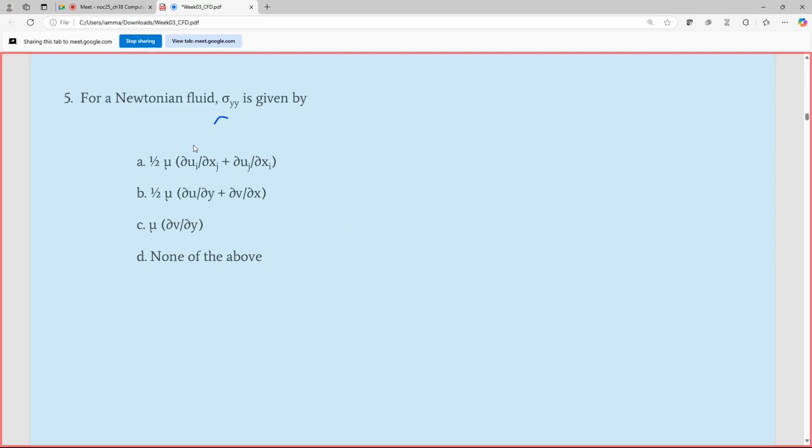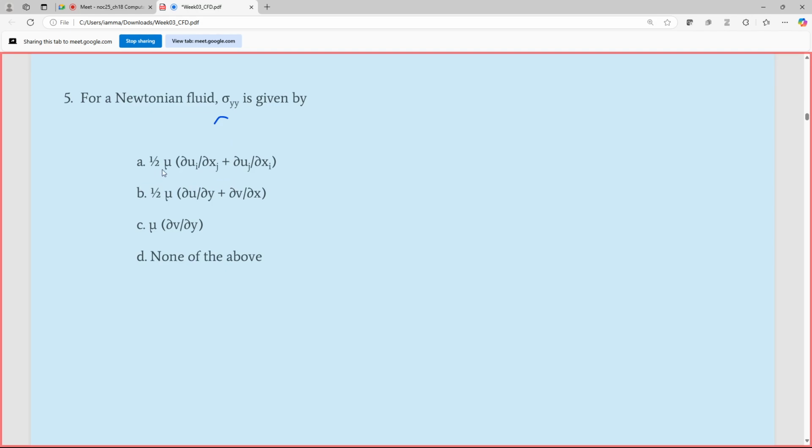So next question, for a Newtonian fluid, sigma yy is given by which of the following? So the principal stress in the y direction, that is sigma yy, is given by which of the following?